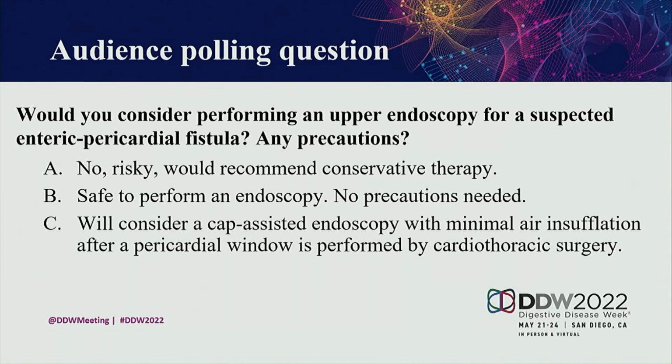And here is my question to the audience. Would you consider performing an upper endoscopy for a suspected enteric pericardial fistula? Any precautions to be taken? Option A: No, it's risky, I'd recommend conservative therapy only. B: It's safe to perform an endoscopy and no precautions are needed. And finally, C: I would consider a cap-assisted endoscopy with minimal air insufflation after a pericardial window is performed by cardiothoracic surgery.